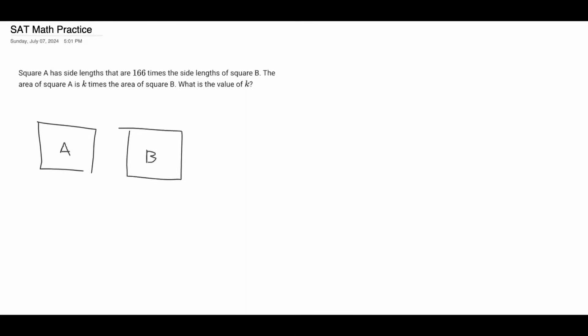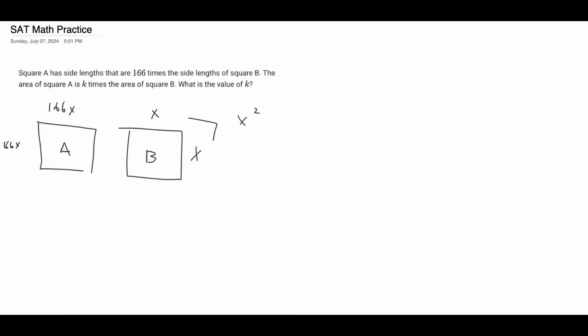All right, and we know the side lengths of A are 166 times the side lengths of B. So if the side lengths of B are x, then A would be 166x. I'll just put those on both sides. And so to find the area of a square, we'll just do length times width. So if we have x times x, that will give us x squared. And then we want to set this in proportion to 166x times 166x.